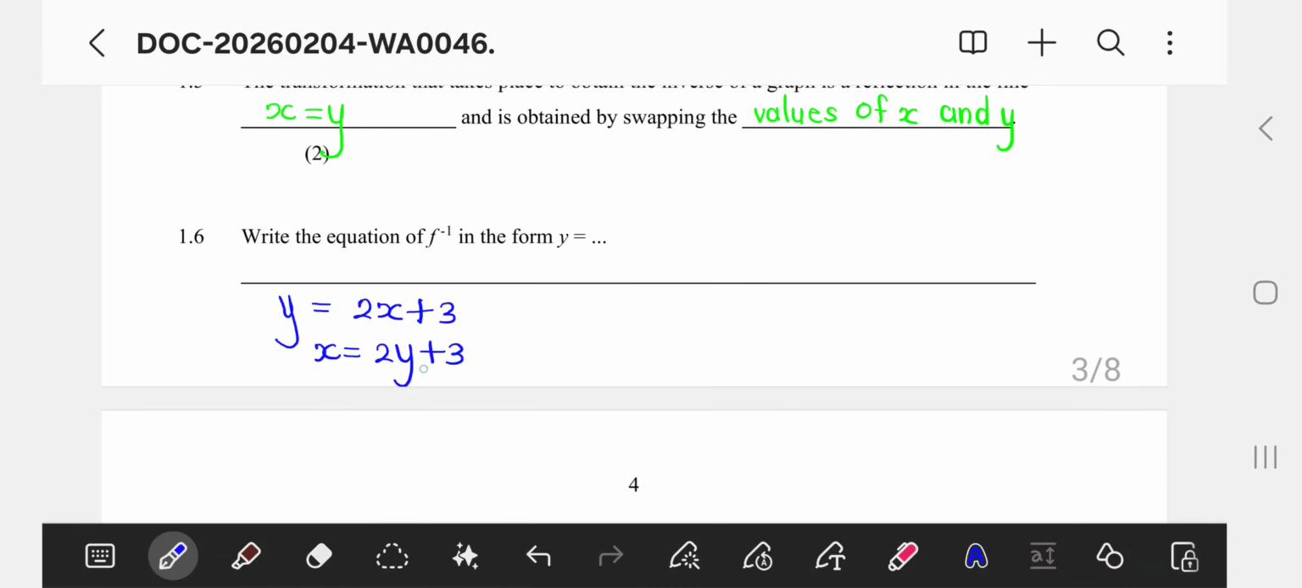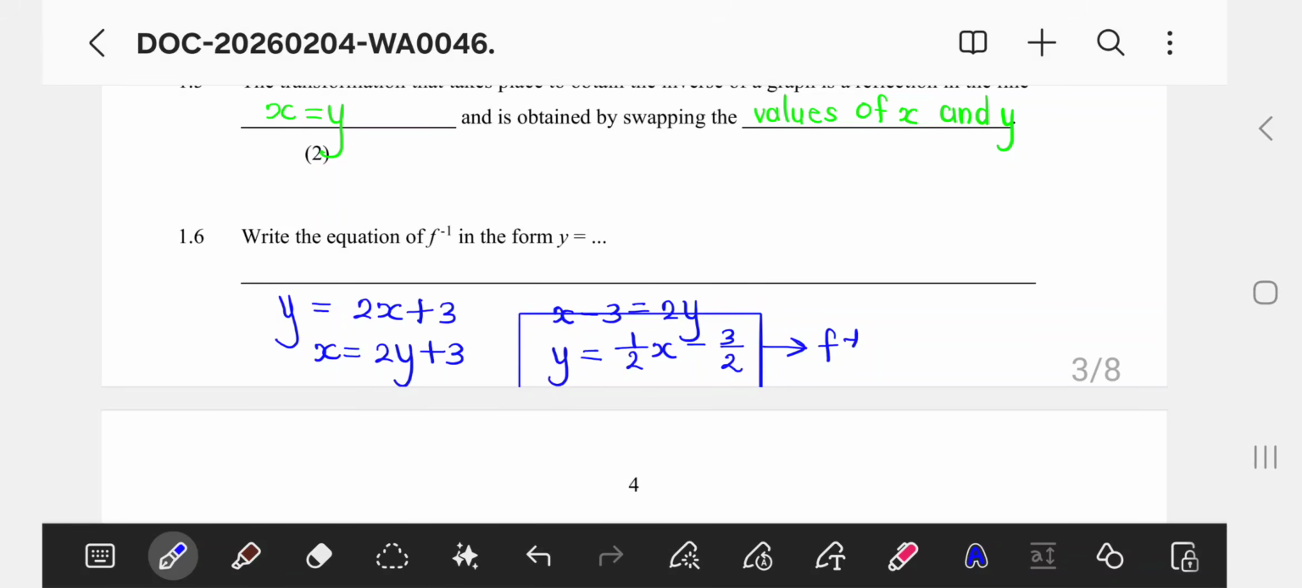Step 2 is to make y the subject of the formula. Now we want to get y alone. So the first thing we're going to do is take the positive 3 over to the left. When I take it over to the left, it becomes -3. And on the right hand side, I'm left with 2y. The next step towards getting y alone is to divide throughout by 2. If I divide throughout by 2, I now have y alone. On the left hand side, I have x over 2, which I can just write as a half x. And the second term becomes negative 3 over 2. So this is actually the equation of my inverse. That is going to be the answer to 1.6.